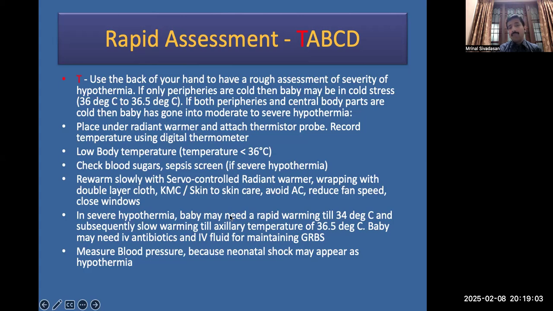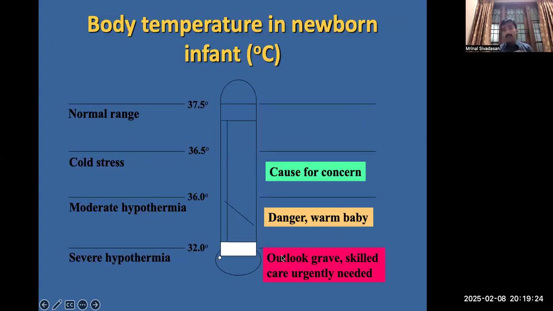Now, in severe hypothermia, where the temperature is less than 32 degrees Celsius, you may have to rapidly warm the baby to 34 degrees Celsius and subsequently warm slowly to an axillary temperature of 36.5 degrees Celsius. The baby may need IV antibiotics and IV fluid for maintaining blood sugar. Measure the blood pressure also, because neonatal shock may appear as hypothermia. The peripheries may appear cold in hypotension as well.